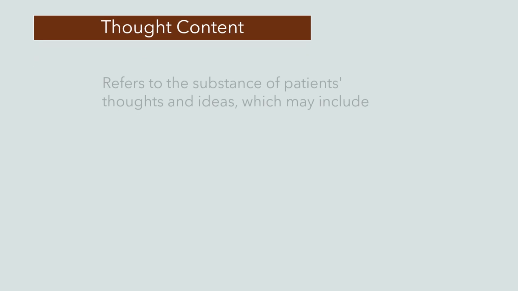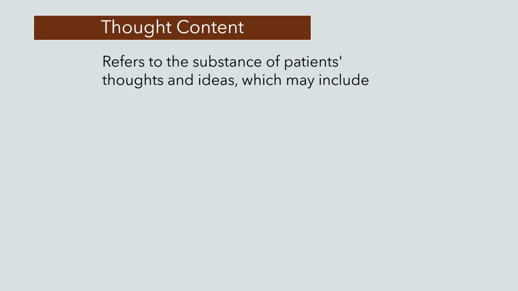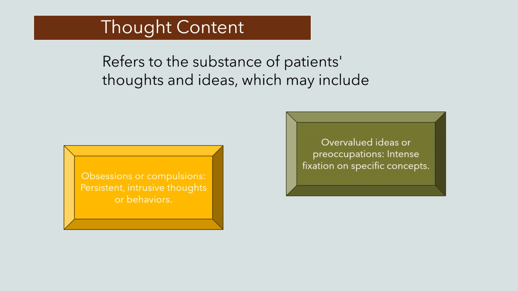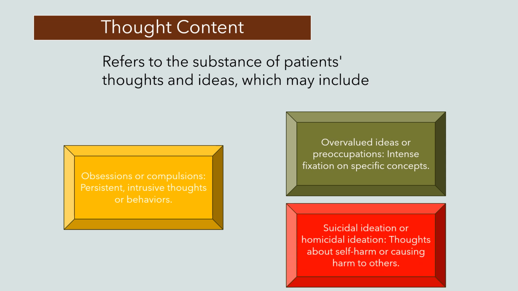Thought content refers to the substance of patients' thoughts and ideas, which may include obsessions or compulsions, persistent intrusive thoughts or behaviors, overvalued ideas or preoccupations, intense fixation on specific concepts, suicidal ideation or homicidal ideation, thoughts about self-harm or causing harm to others.